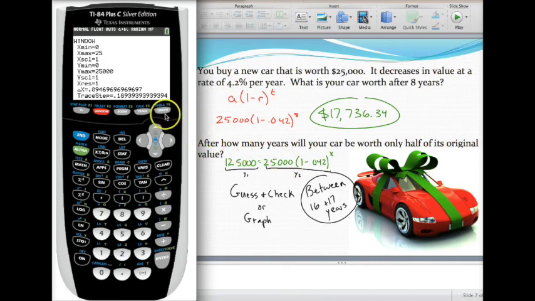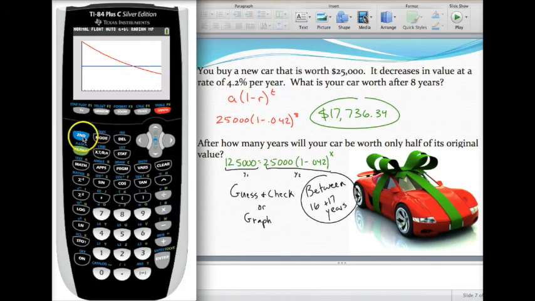So I should see an intersection point when I hit graph. So there's where the car is worth half its value, and notice it's halfway through the screen. And there's the car losing value over time. Notice it's starting to flatten out because it's decreasing exponentially or decaying, so it's starting to not lose as much value over time. So there's the intersection point that I want to see.